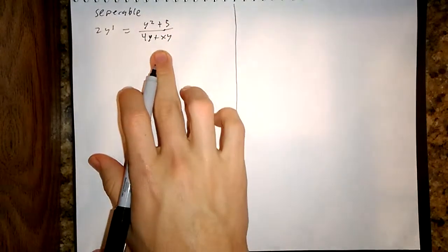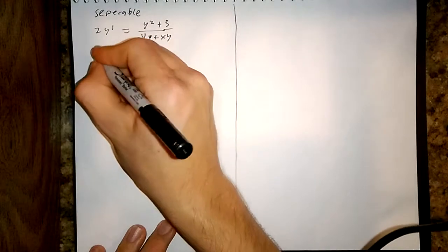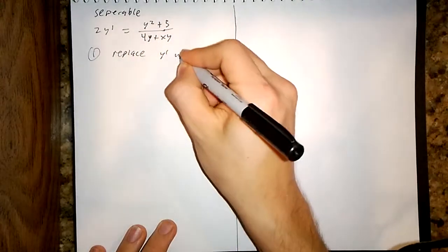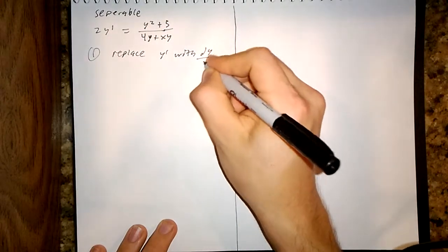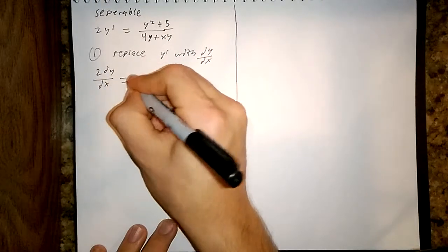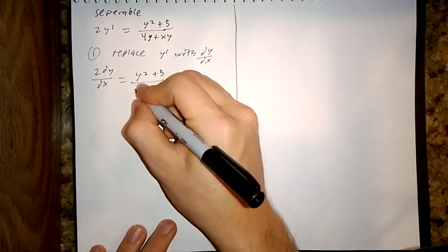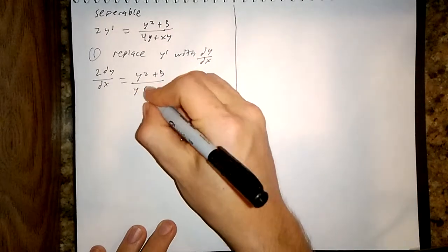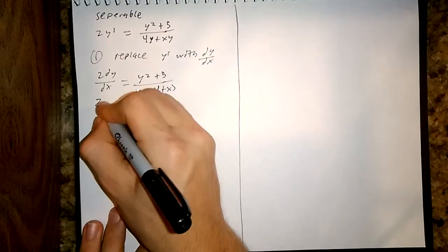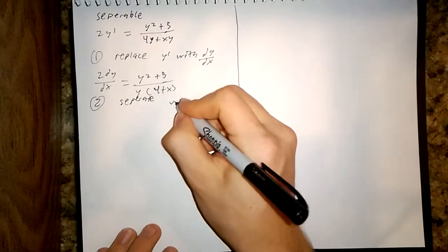As you can see, the y can be factored out from back here, and then you have your x's and your y separate. So the first thing you're going to do is you're going to replace y prime with dy over dx. So we're left with 2 dy over dx equals, and just to make it simple, I'm going to factor out that y, and then we're left with this. So then step 2, we're going to want to separate variables.